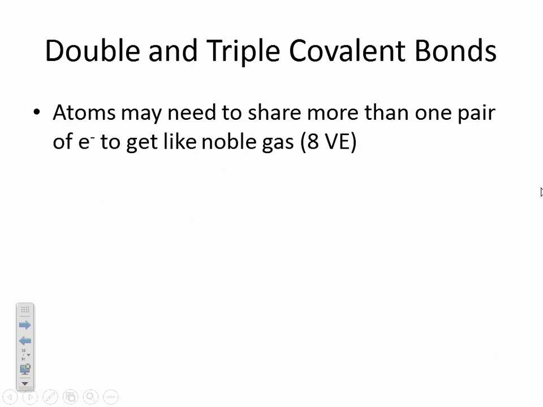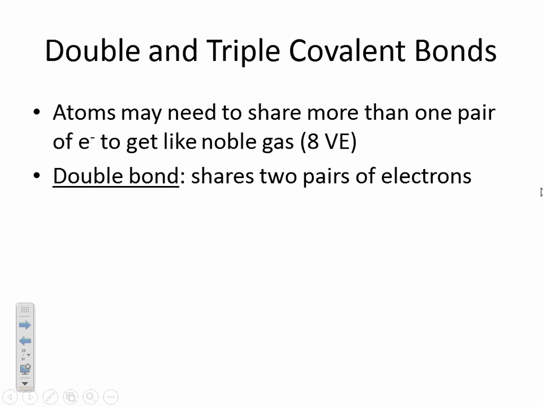Sometimes atoms need to share more than 1 electron with another atom in order to achieve a stable octet. Sometimes you're going to be making more than 1 bond between 2 atoms. And then we have double and triple covalent bondings. In a double bond, 2 atoms will share 2 pairs of electrons. So between 2 things, you will actually have 2 lines. You'll have 2 pairs of electrons.